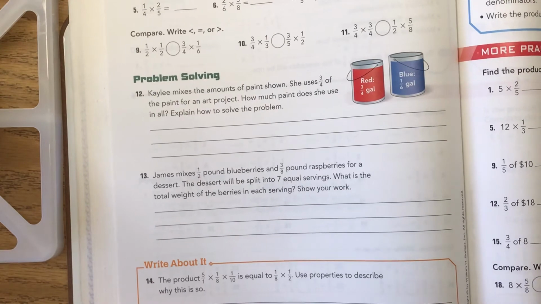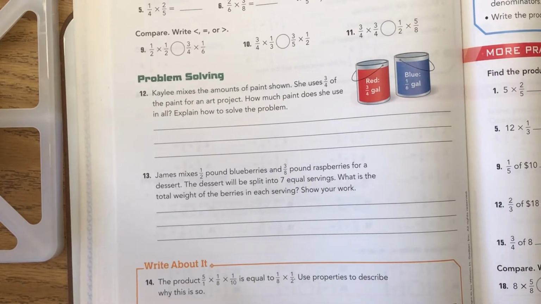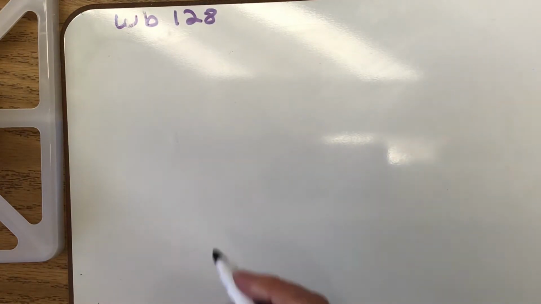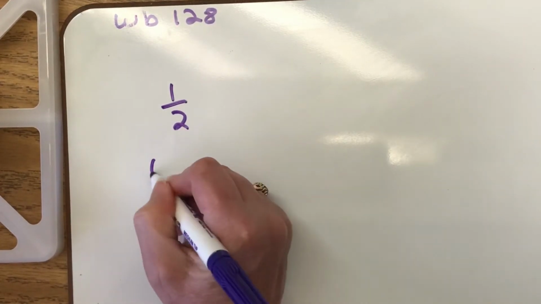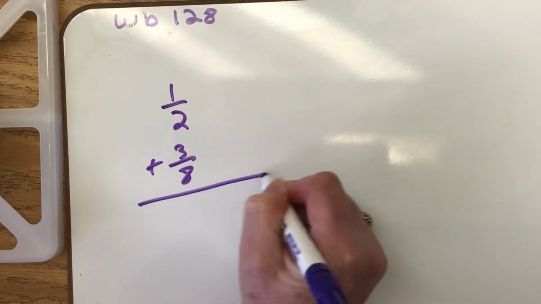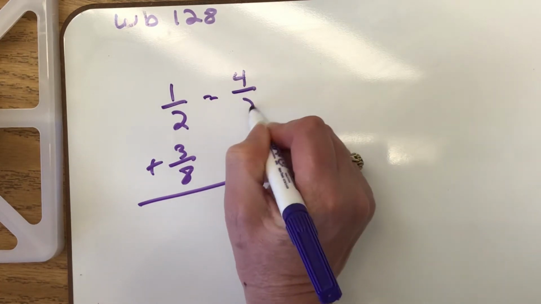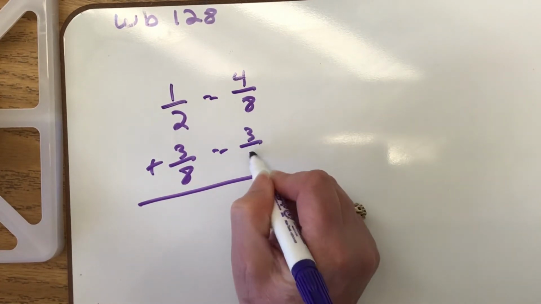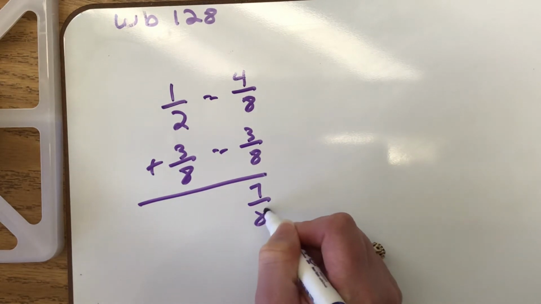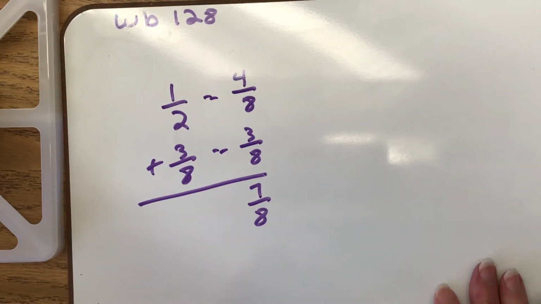So the first thing we have to do is add the amount of blueberries and raspberries. So first we will start by adding 1/2 plus 3/8. Okay, so I have to find a common denominator, which is 8. So 1/2 equals 4/8, and 3/8 already has the denominator of 8, so 7/8. So the total weight will be 7/8 of a pound. But then he's going to break that up into 7 servings. So each serving will be 1/7 of 7/8 of a pound.